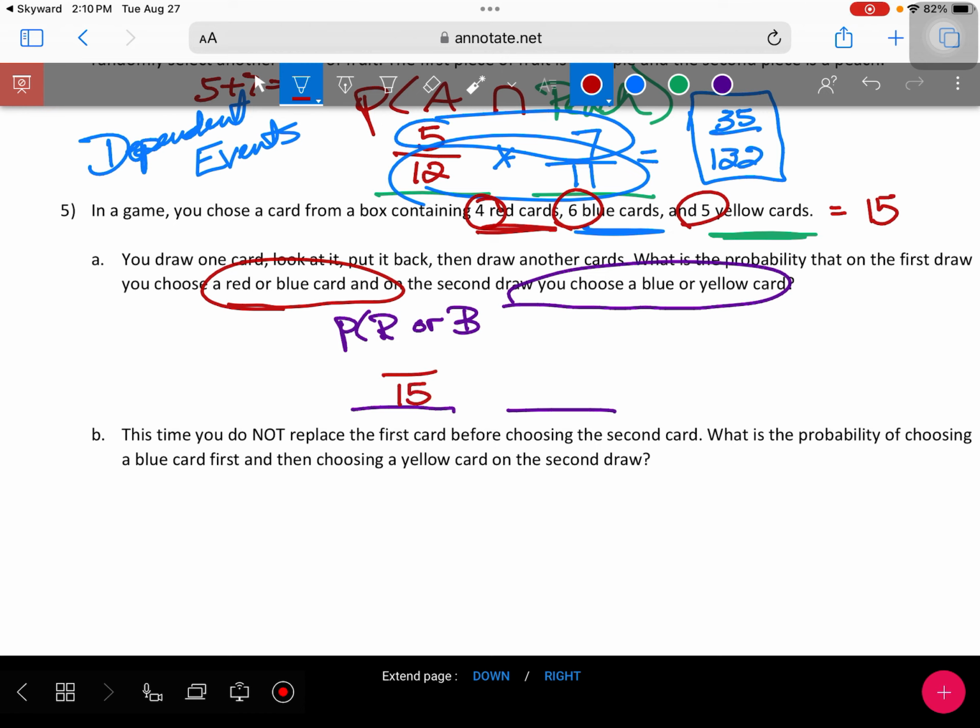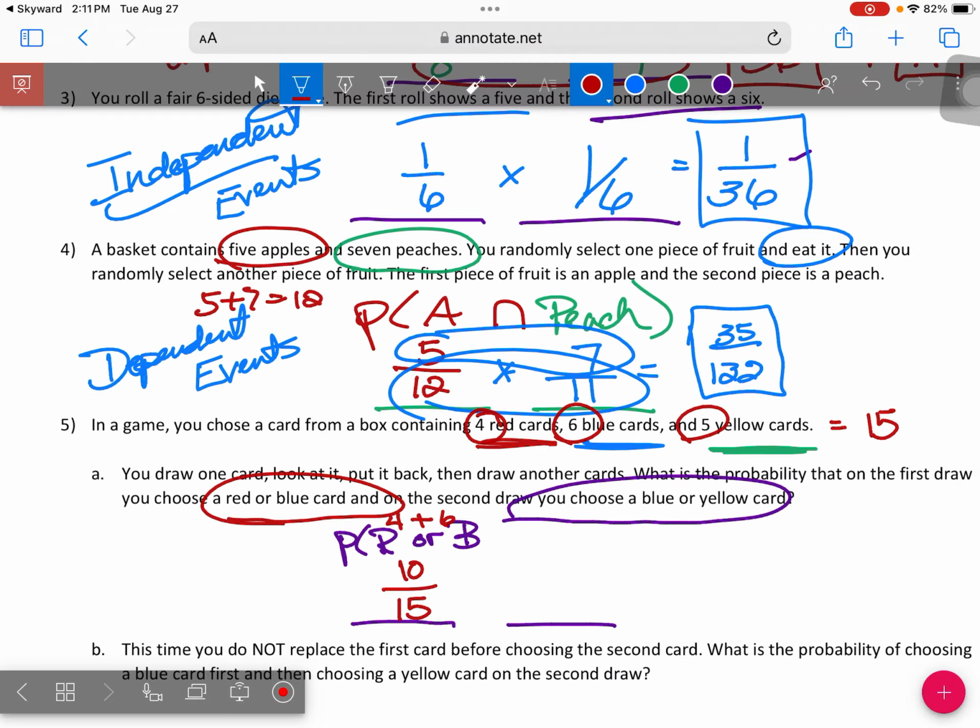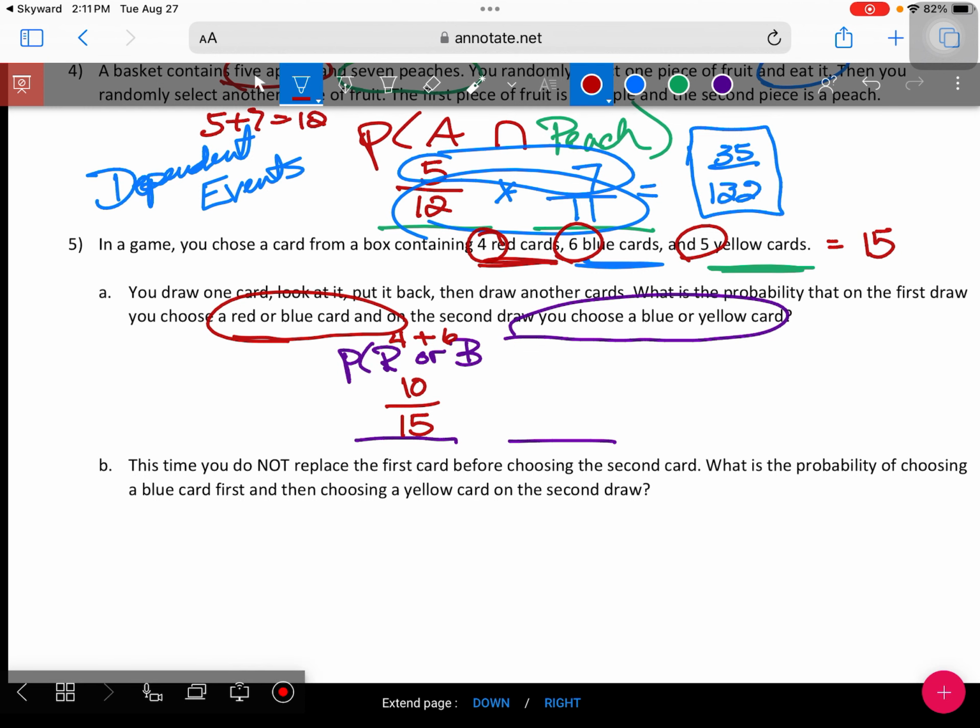Now, if I get a red or a blue, that is a success. So how many successes can I have in trying to get a red or blue on my first draw? 10, because you have 4 reds and 6 blues. And there's nothing the same about them, so we can't subtract something that was counted twice. Then we are going to draw a second time. What's the probability of getting a blue or yellow?